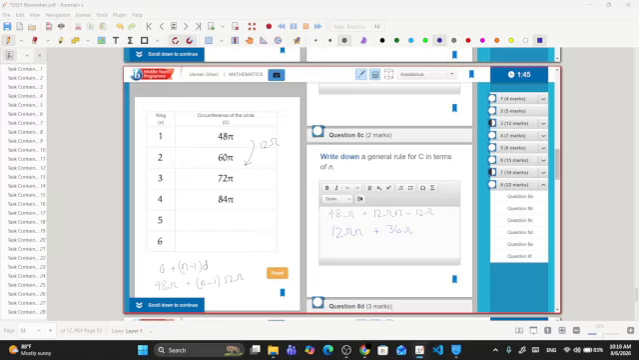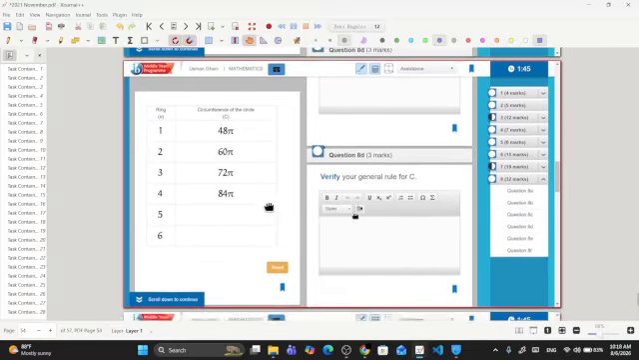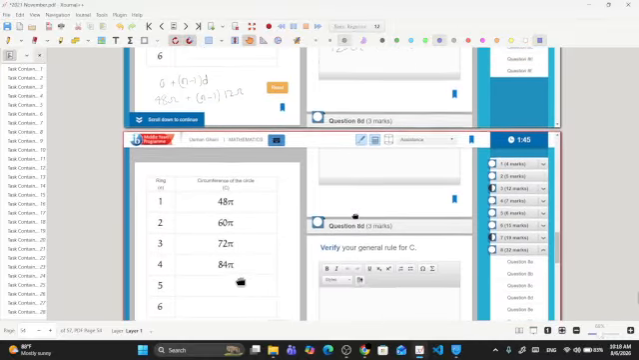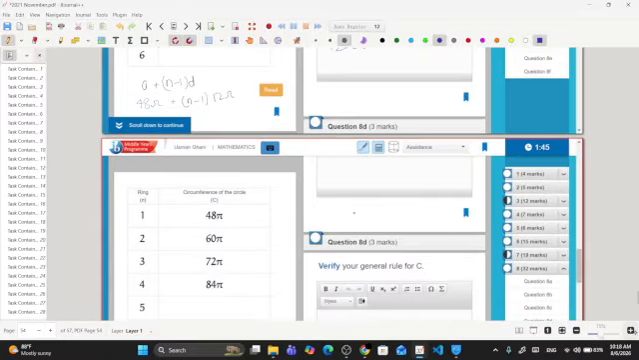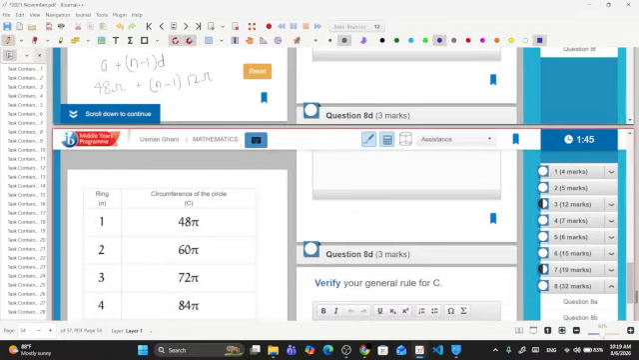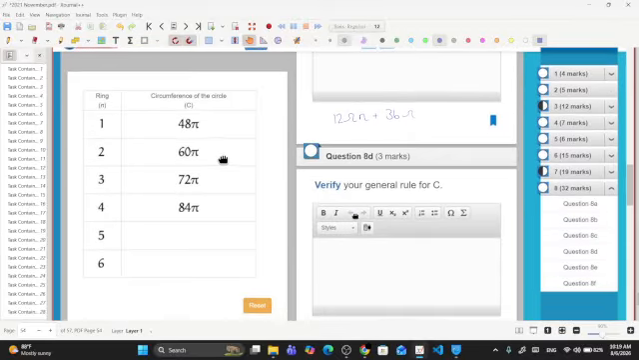After that, we are being told we have to verify our general rule for part C. So our general rule basically was 12 pi n plus 36 pi, right? That was our general rule for C in terms of n.